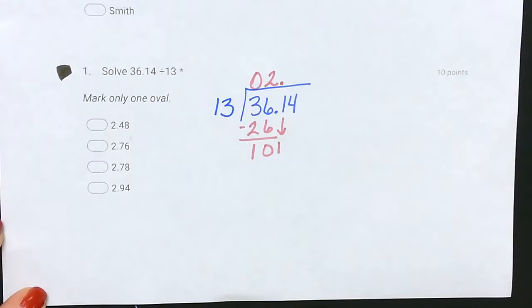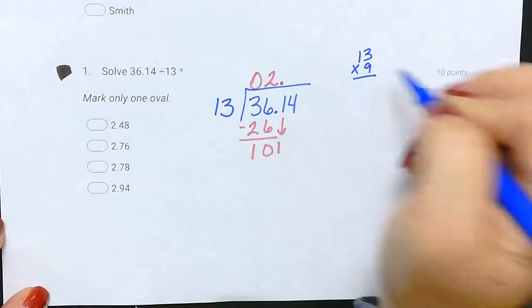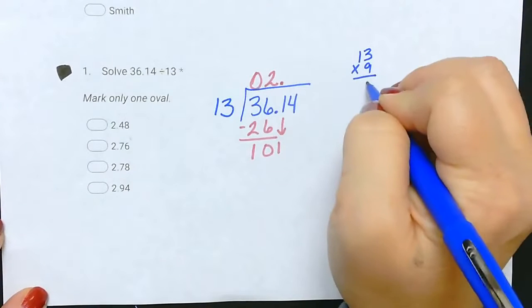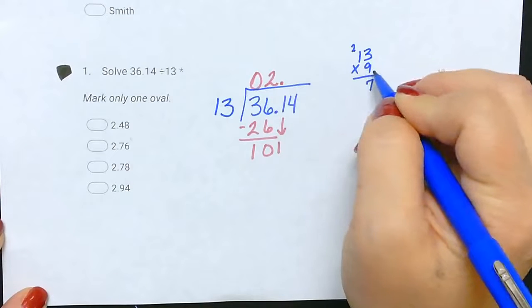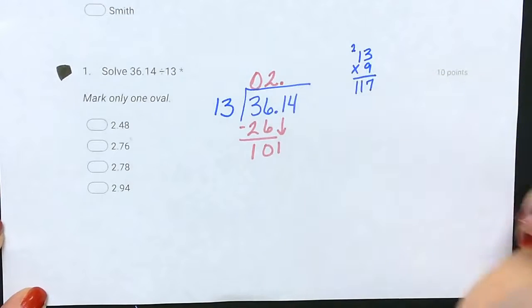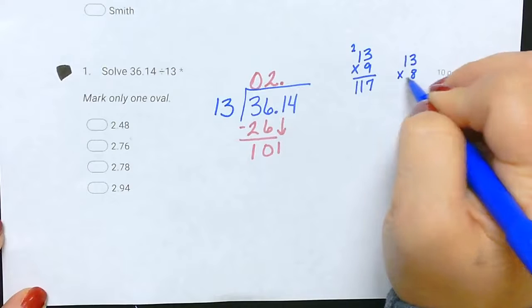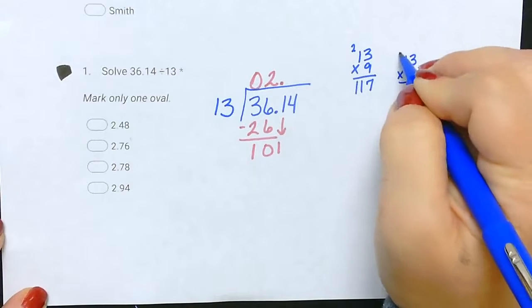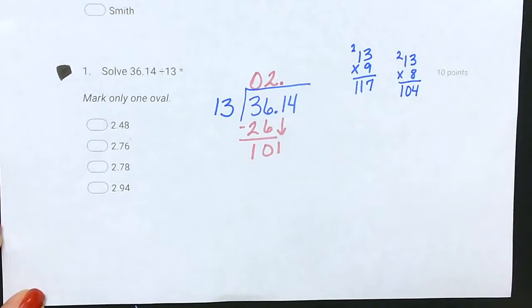I'm not really sure, so I'm going to guess and check that I think maybe it might be 9. So I'm going to check 13 times 9. This is 27. Carry over 2. 9 times 1 is 9 plus 2 more is 11. Looks like that's going to be too big. So I'm going to lower it to 13 times 8. That's 24. That's 8, and then that equals 10. Still a little bit too big.